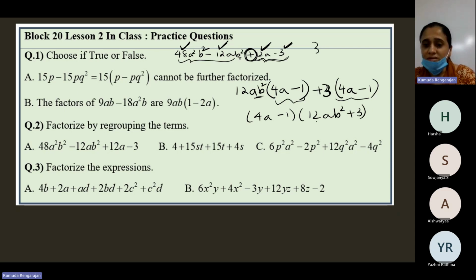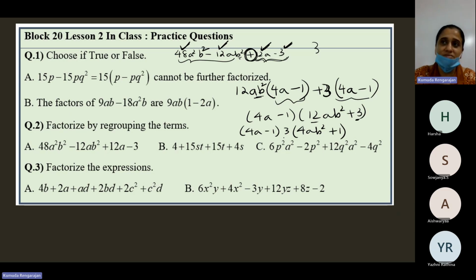But can you see here that there is 3 common between 12 and 3? There's 3 common. So 4a minus 1. There's 3 common here. 4ab square plus 1. I've taken out 3 common. Whenever there's something common, you should bring out the common factor. So 3 4s are 12. So 4ab square plus 1.